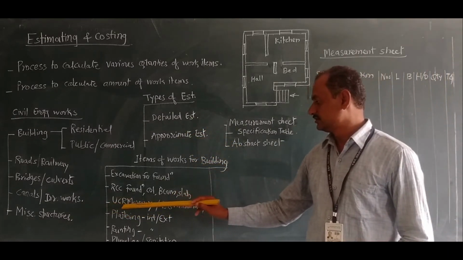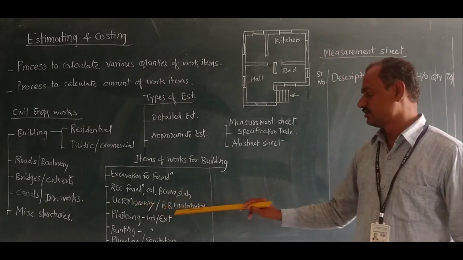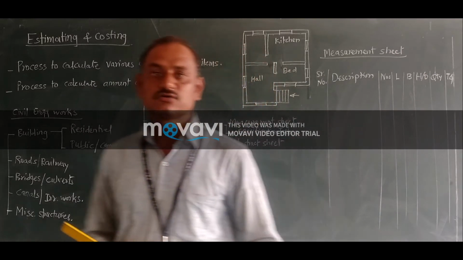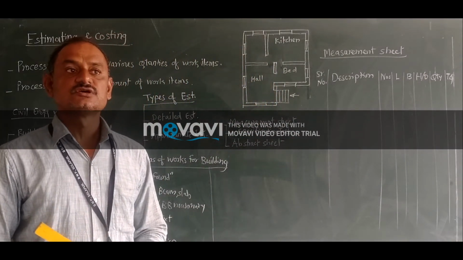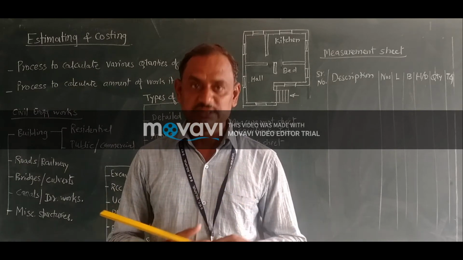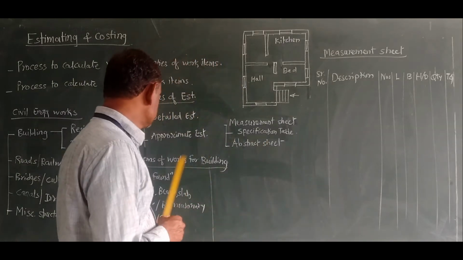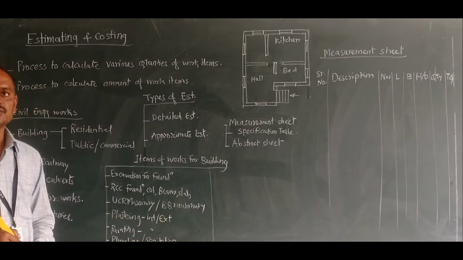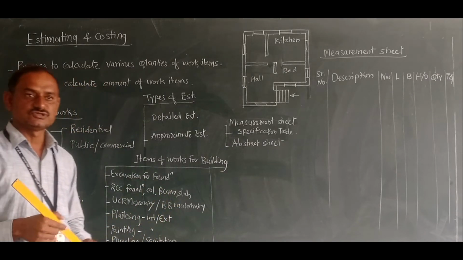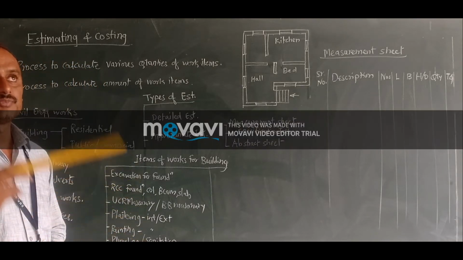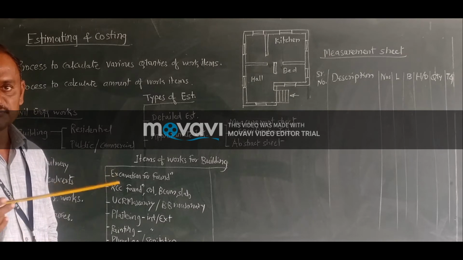So, UCR masonry or BB masonry. UCR masonry means uncoursed rubble masonry which is constructed up to the ground level, up to plinth level. And what is the BBM? BBM is nothing but brick masonry. So burnt brick masonry is constructed above the plinth up to slab level or beam level.